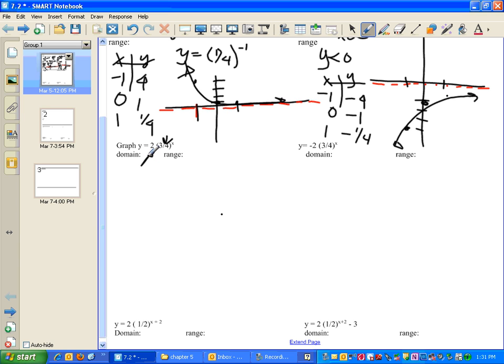2. Falling above or below the asymptote? Because it's positive. So our domain x is an element of the reals. Range y will be greater than, in this case, 0. Because if it's going to be above, our range is determined by where our asymptote falls. And our asymptote is determined by what we're adding.